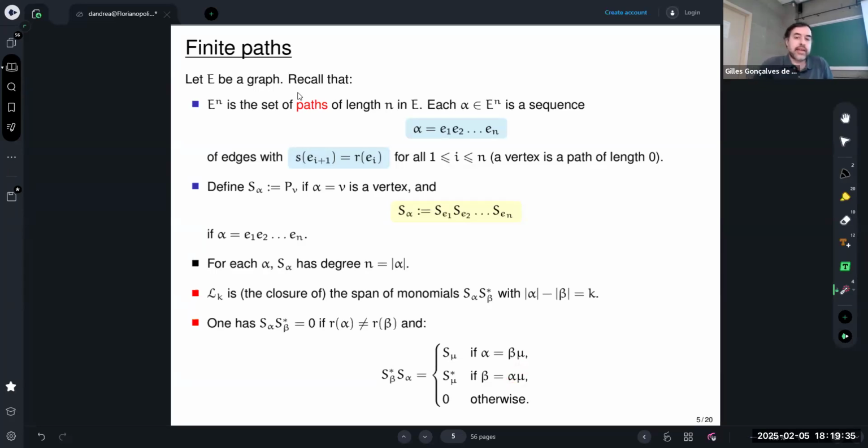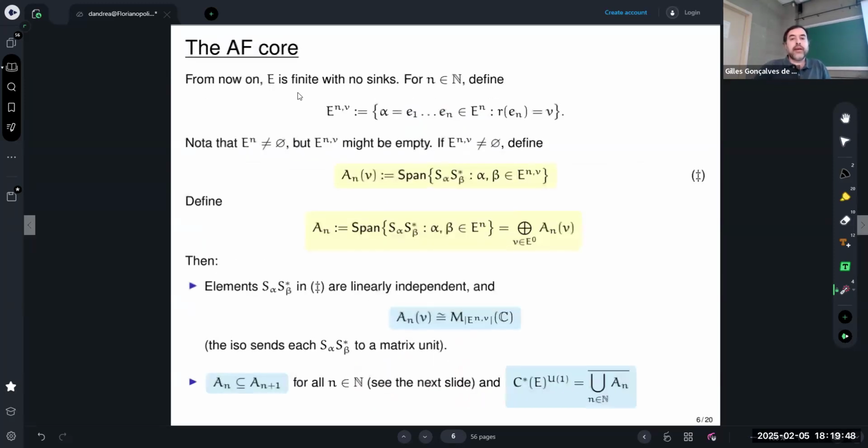So you can reduce many proofs, after a first, maybe topological part, to algebraic computation with these generators. Okay. I introduced this because I wanted to give a few details about the core, and in particular explain. We know that the core of a graph system algebra, at least when the graph is finite with no sinks, is an AF algebra.